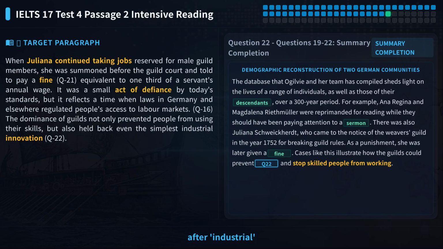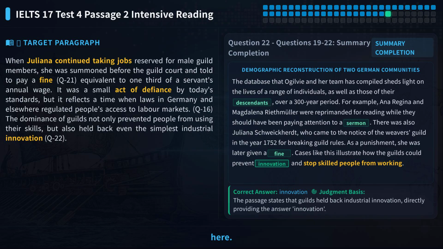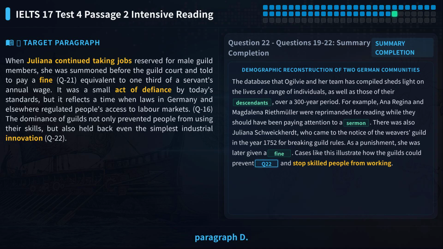The blank comes after industrial and there is no word after it, so we need a noun here. Also, the adjective simplest tells us the answer should be a singular noun. Let's go back to paragraph D.